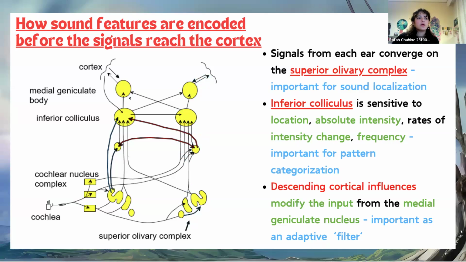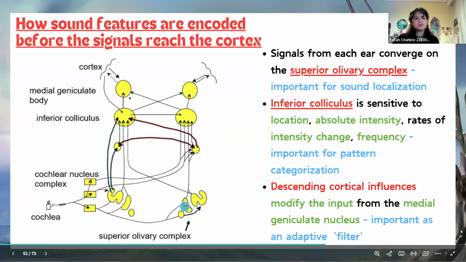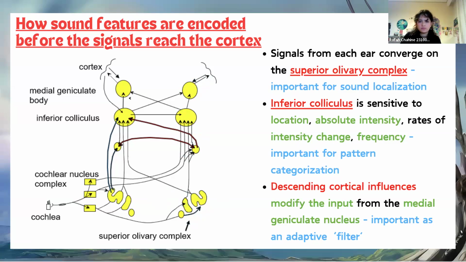Now, what if I tell you that the superior olivary nucleus is important for sound localization? For example, if someone is speaking from here and I didn't have a superior olivary nucleus, I wouldn't be able to tell that they're speaking from there. They might be speaking from anywhere around me, but that is purely because I don't have a superior olivary nucleus. So it is important for sound localization. Where is this sound coming from?